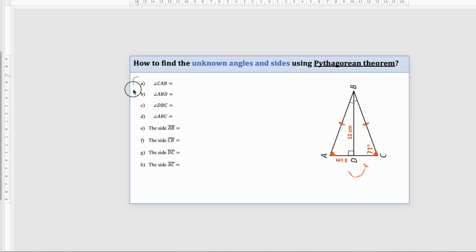Anyways, they want us to find angles. How did I know they are angles? Because there are 3 letters and there's this sign written. This sign means angles, and the line on top of 2 letters shows that they are sides. Okay, so they want me to find angles and sides.